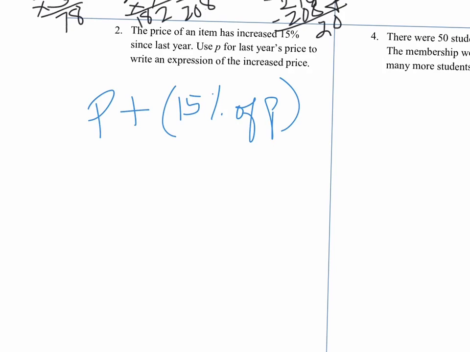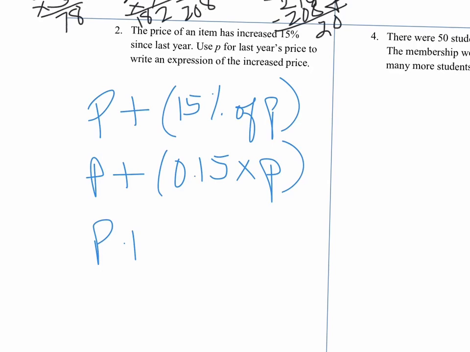There are a couple ways you can look at that. Of is times, so you could say P plus, change 15% to a decimal also, times P, or you could put P plus 15 hundredths P, which would also give you the price increase. You can use the parentheses, or you could just put the number next to the variable without a plus or minus, knowing that that means to multiply.